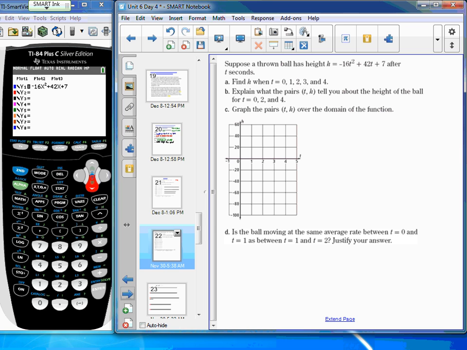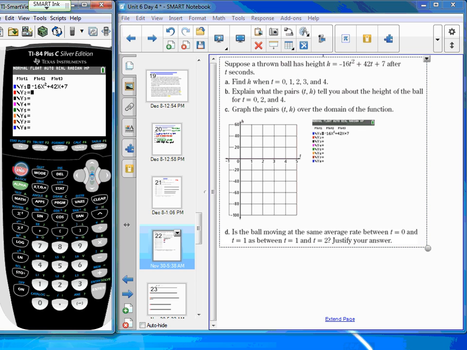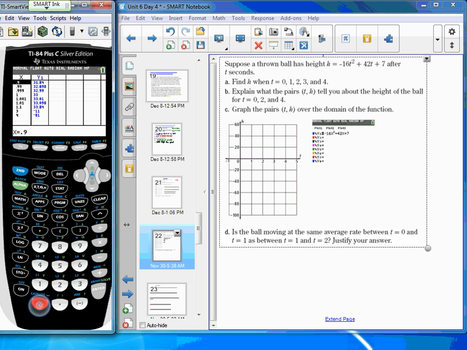All right, let's go ahead and find h when t equals 0, 1, 2, 3, and 4. The easiest way to do this is to go to your table. If I'm going to be evaluating h for multiple time values, the easiest way is to go to your table. Either way, we're going to do second graph. Second graph is going to give you your table.